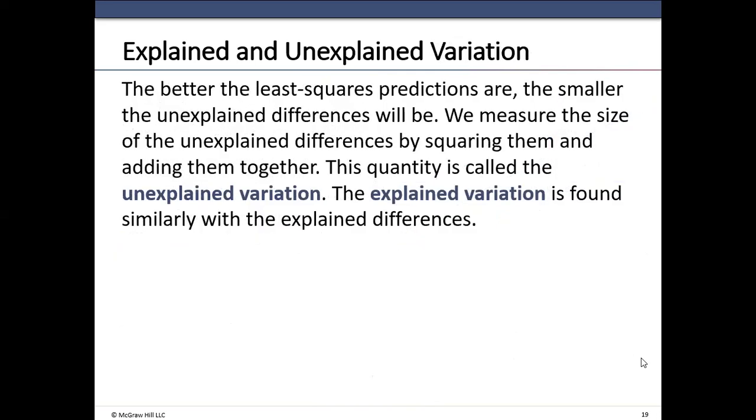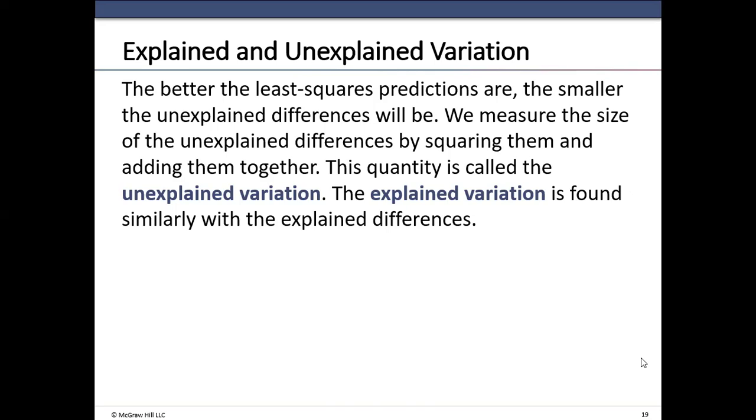The better the least square predictions are, the smaller the unexplained difference will be. We measure the size of the explained and unexplained differences by squaring them and adding them together. This quantity is called unexplained variation. The explained variation is found similarly with the explained differences.